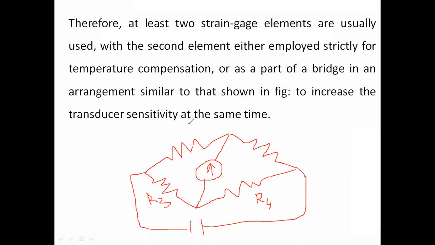This is R1 and R2. If there is any variation of temperature, both the resistances of the strain gauges will change. Finally, R4 gives only the value of the strain-related resistance. So like this, we connect the two strain gauges in the same bridge, and we will get the compensated output value.